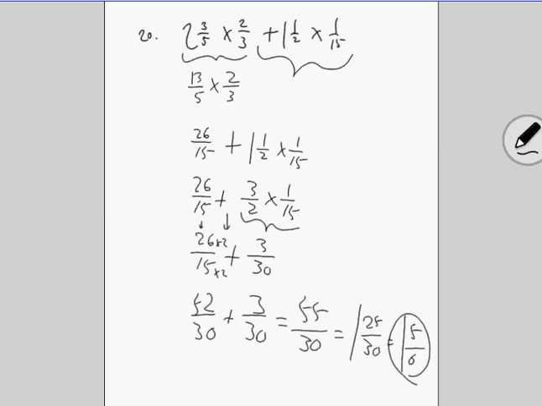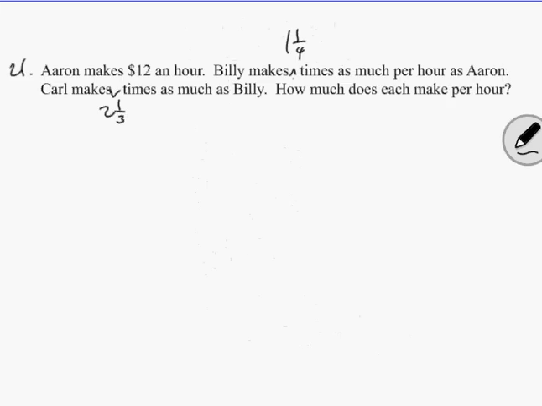A lot of work to show there, but you had to make sure you kept it organized. Question 21 is your story problem, or one of two story problems. It says Aaron makes $12 an hour, Billy makes 1 1/4 times as much as Aaron, and Carl makes 2 1/3 times as much as Billy. How much does each make per hour?